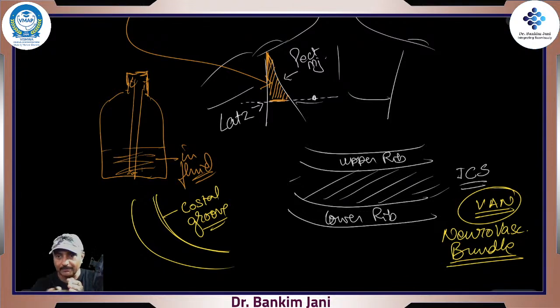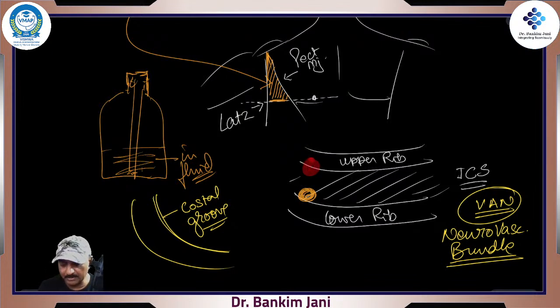So what you will always remember is that you should never touch the lower end of any rib, because otherwise you will unnecessarily damage the neurovascular bundle. Your tube should always be passing through the upper end of every intercostal space, just above the rib below.